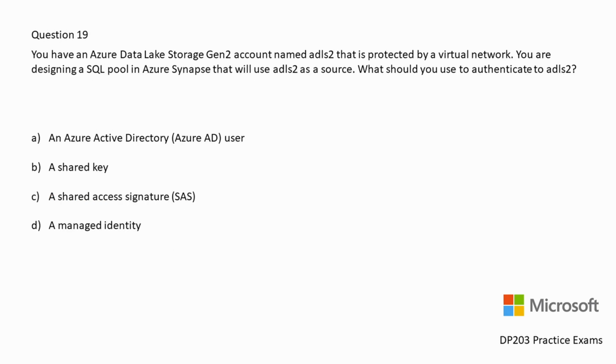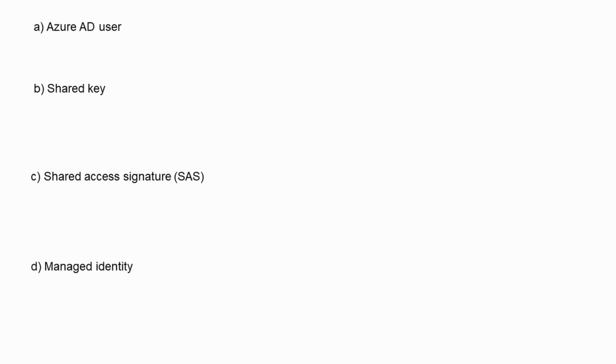Question 19. You have an Azure Data Lake Storage Gen 2 account named ADLS2 that is protected by a virtual network. You're designing a SQL pool in Azure Synapse that will use ADLS2 as a source. What should you use to authenticate to ADLS2? A. An Azure Active Directory user, B. a shared key, C. a shared access signature, D. a managed identity. All the options here are supported authentication mechanisms.